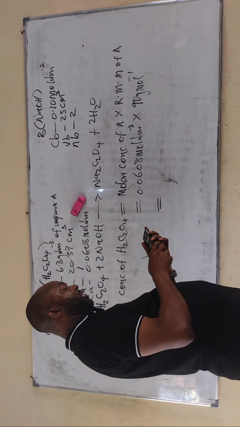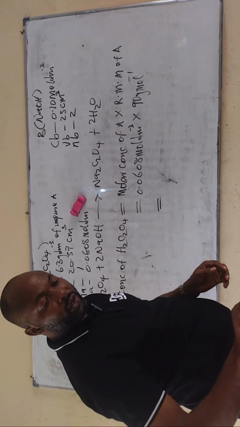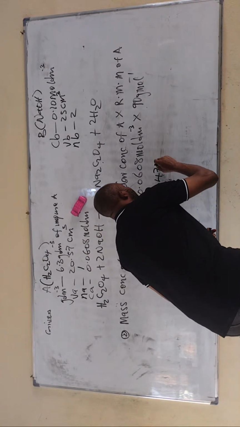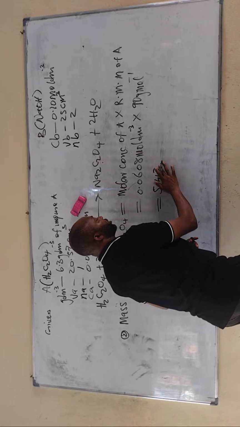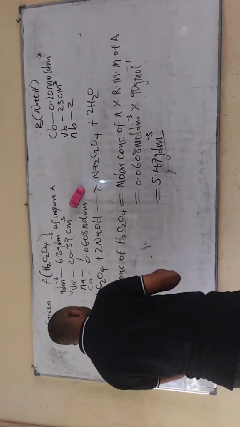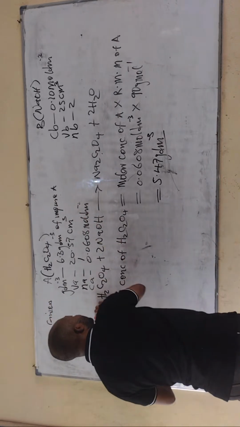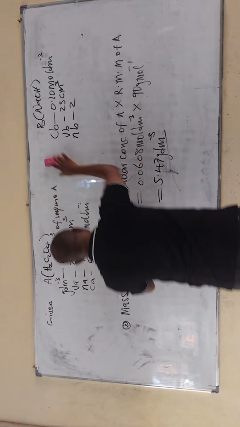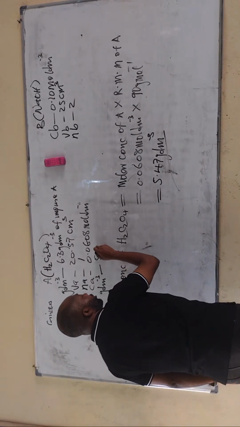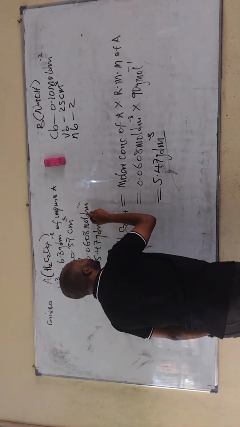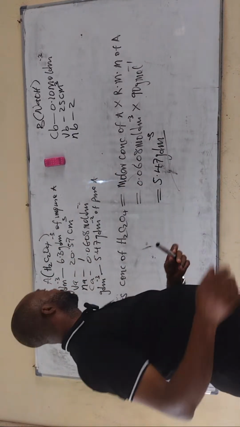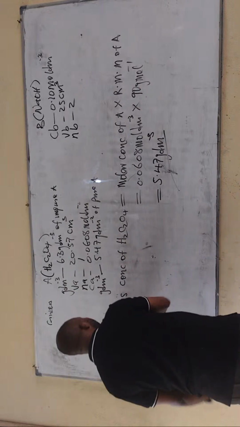0.0608 times 90 is equal to 5.472. So to 3 significant figures, we can take this as g/dm cube. So this is for the pure. Let me take the equation so that I can accommodate more. So g/dm cube of pure is 5.47 g/dm cube of pure A. Now, we've gotten all of this. Let us proceed to the next question.